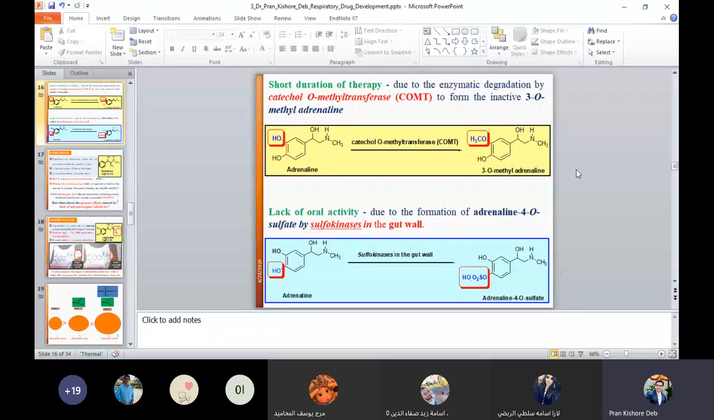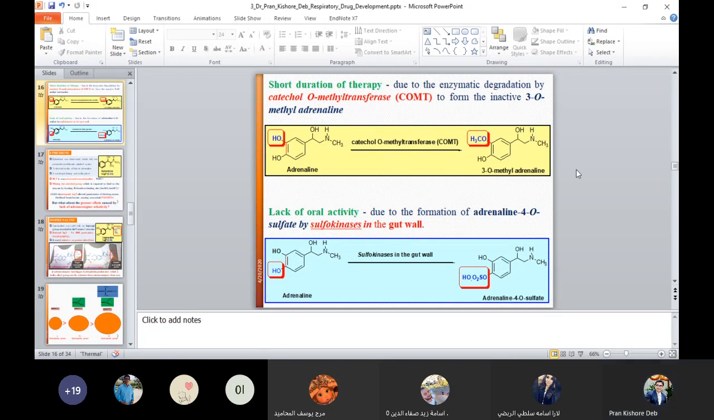If it is adrenaline, adrenaline. If it is isoprenaline, then you will write O-methyl isoprenaline. And remember the name of the enzyme. So in a nutshell, the short duration of action is because of the action of the enzyme COMT, that is catechol O-methyl transferase. So you must remember how to write the name of the enzyme.